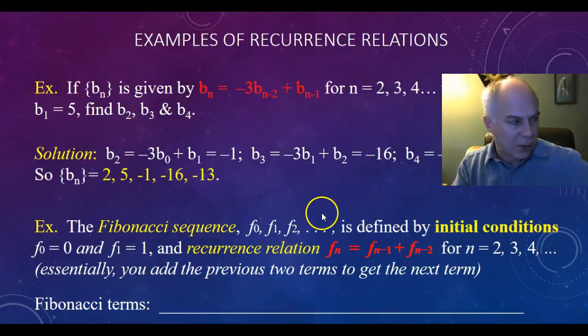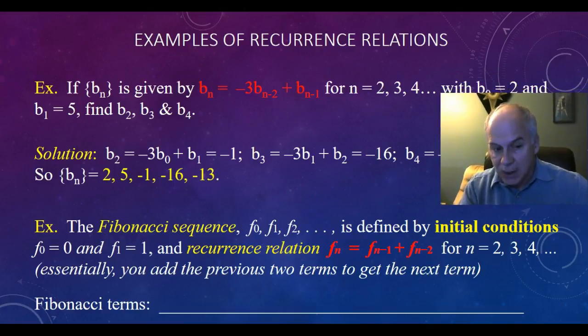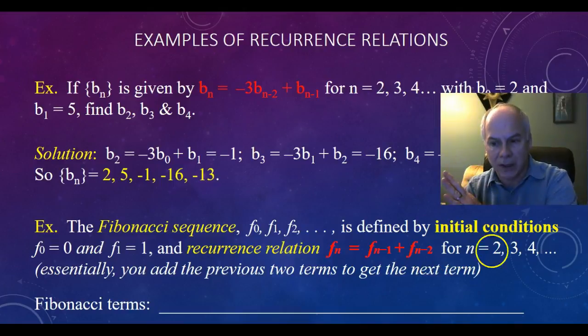Now, the Fibonacci sequence is a special sequence defined by a recurrence relation. There's the initial conditions, f0 is 0, f1 is 1, all right? And this defines the recurrence relation. Now, what this is saying is to find the nth term, you take the n minus 1th term, in other words, the previous term, and add to that the n minus 2 term, or the term that's 2 before it.